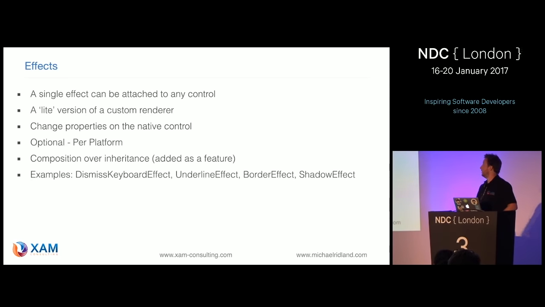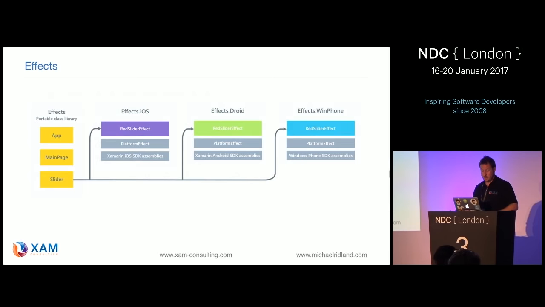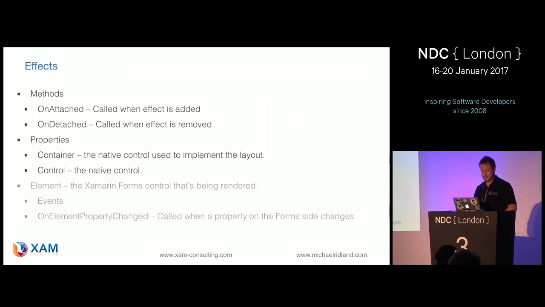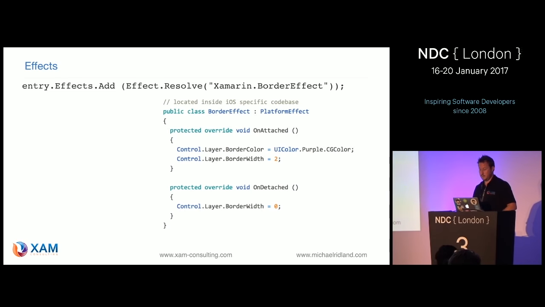You can see some examples there. You've got an underline effect, a border effect, or a shadow effect, whatever you like. And this is a similar diagram where you're adding the effect to the slider. You've got the onAttach and detach methods. I'll take you through some code samples in a second. You can see here, this is the iOS border effect. On the attach method, it's changing the border color to purple and the border width. And then when it's detaching, it's changing the border width back. And on this entry element, it's adding the border effect.